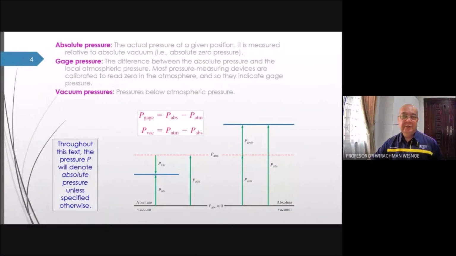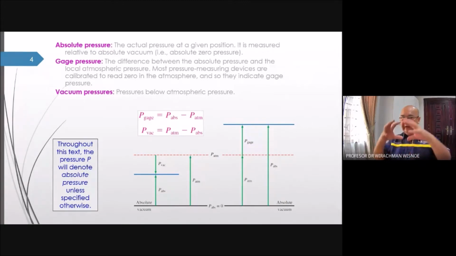Now we introduce the term of pressure. So here we talk about absolute pressure, gauge pressure, vacuum pressure. When we talk about absolute pressure, it means we include the atmospheric pressure inside. When we talk about gauge pressure, it means we exclude, we don't include the atmospheric pressure. It means we just talk about the difference.